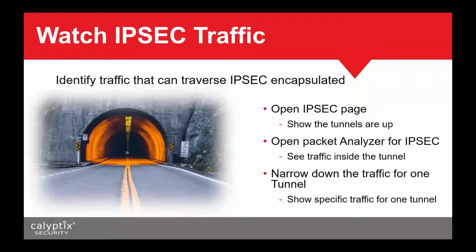Now we're going to move on to our IPsec traffic. So IPsec is a tunnel between devices. What we're going to do is break down and show that on the Calyptix device. Unlike a lot of other devices, we can actually show encapsulated traffic before it gets encapsulated. So we'll see that traffic before it's encrypted so that you can see and troubleshoot and see if that's inside of your tunnel. Then once we see that traffic, we're going to try to narrow down to one or two specific tunnels so that we can see that traffic as well. So we're going to get prepared for this live demo so that you can see this as well.